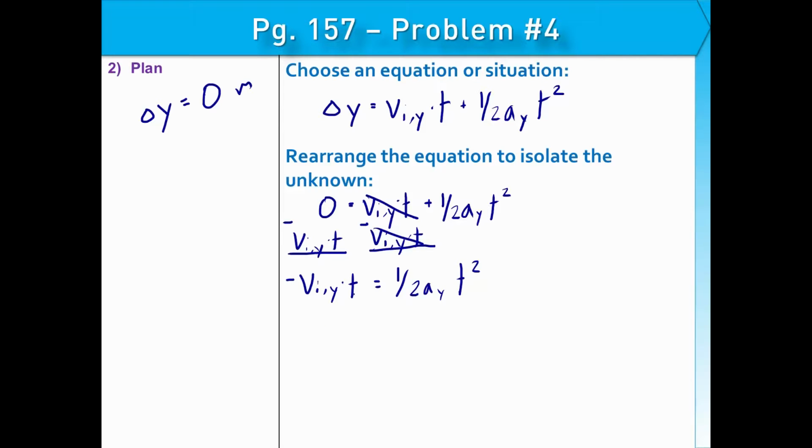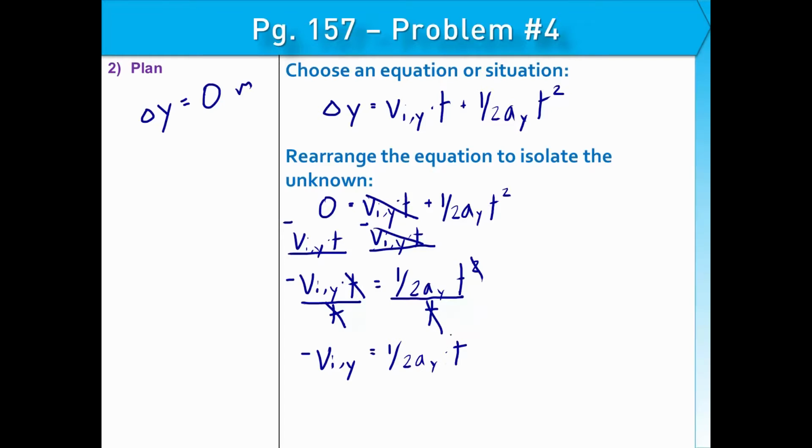Now from here, I have a time and a time squared. What I can do is divide both sides by time. And what this will do is I'm going to cross out this time. And I have a time squared over time. This time will cross, and I'll be left with just one time. So now I have negative initial velocity in y is equal to 1/2 acceleration y times time now.